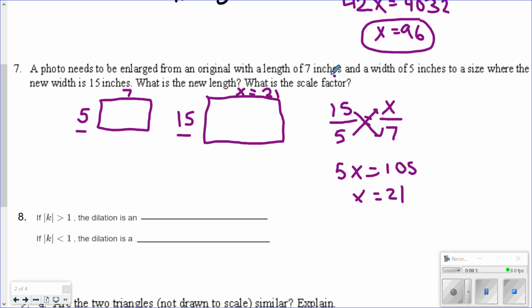Well, what is the scale factor? Remember, we're going from the small rectangle to the large rectangle. So our scale factor needs to be greater than 1. So I could actually do this division problem, 15 divided by 5, and you end up getting that the scale factor is equal to 3. And you can double check that because 5 times 3 is equal to 15 and 7 times 3 is equal to 21. They should match up.